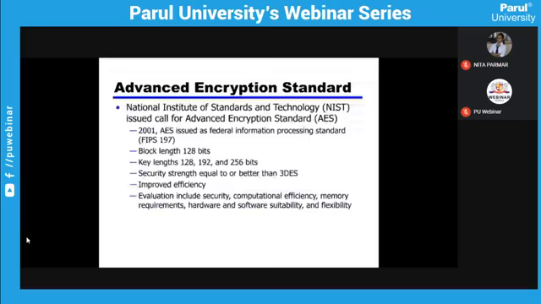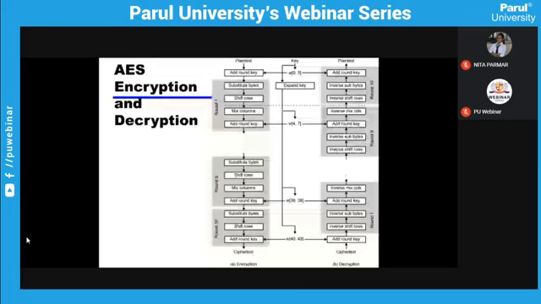So this is the diagram of the AES encryption and decryption algorithm, in which you can see that 9 rounds are performed, and in the final round, the encrypted message is transmitted. So round 10 will be the transmission round, in which the ciphertext will be transmitted from sender to receiver, and the reverse process will be done at the receiver side.